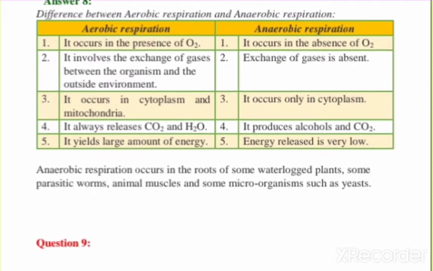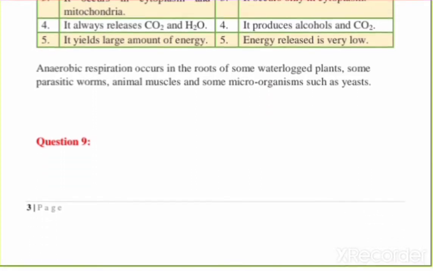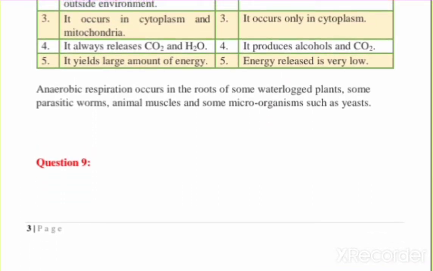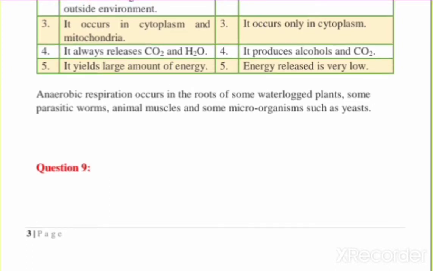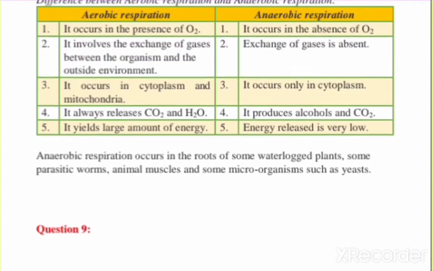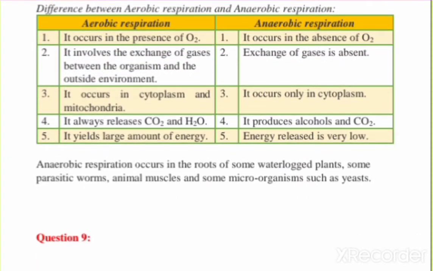Now the third one: aerobic reaction occurs in cytoplasm and mitochondria, whereas anaerobic reaction occurs always in cytoplasm only. Now the fourth one: what is the product of aerobic reaction? Carbon dioxide and water. And what is the product of anaerobic reaction? Alcohol and carbon dioxide. Now the fifth point: aerobic reaction yields a large amount of energy, whereas the energy released is very low in anaerobic reaction. So first of all we discussed aerobic and anaerobic reaction.